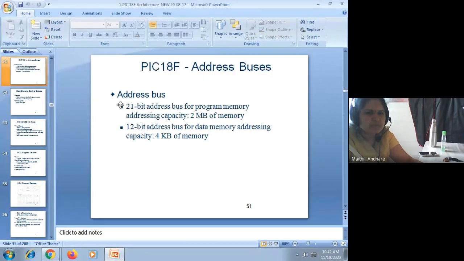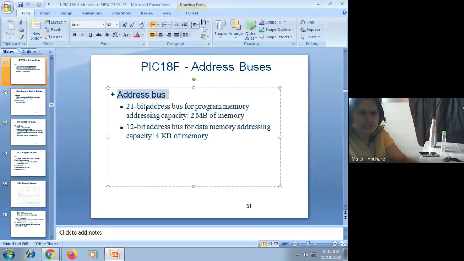Then address bus: 21-bit address bus for program memory and 12-bit address bus for data memory. Okay. So as I told, the program memory and data memories are different. That's why the buses required for them are also different. So according to that, the memory addressing capacity is 2 megabytes and 4 kilobytes.